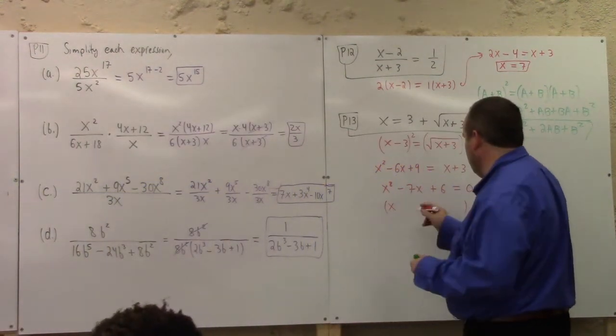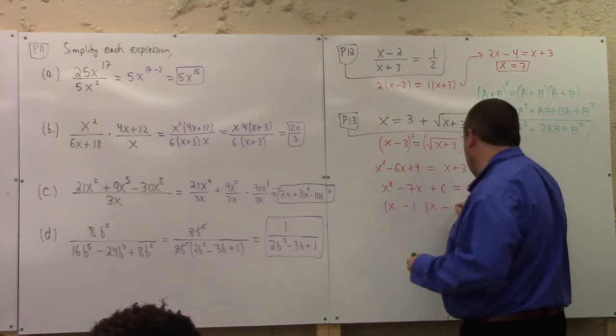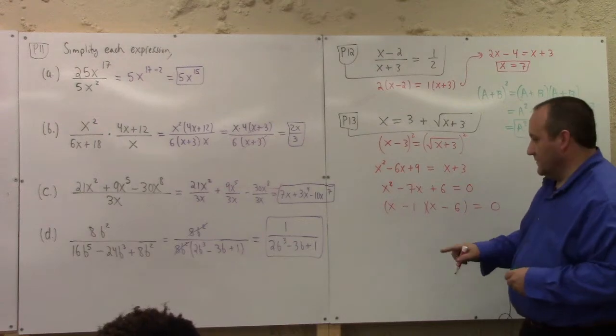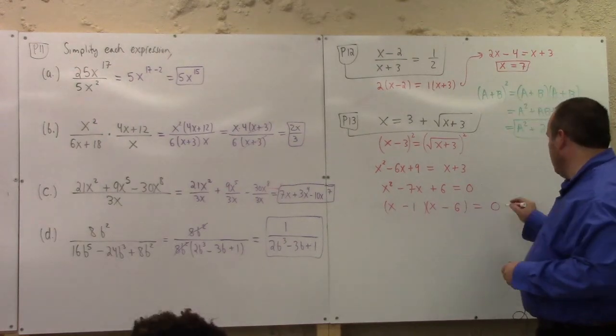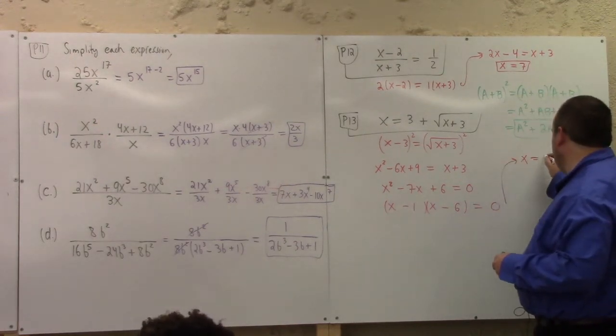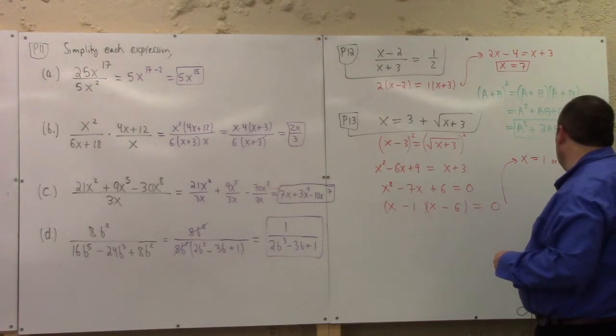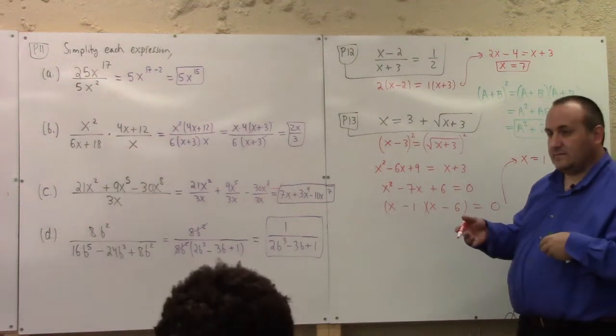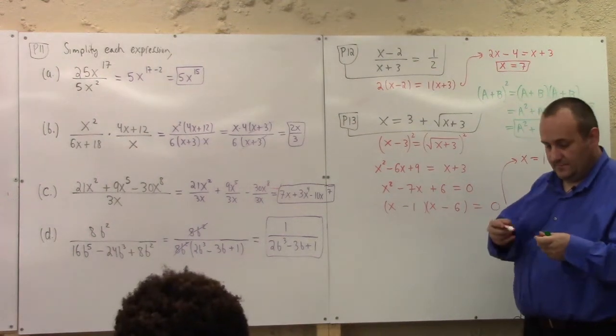I think we just do minus 1 and minus 6, right? Because then we get a minus 1, minus 6 is minus 7, and we get the plus 6. So that shows me x equals 1 or x equals 6, right? But this is one of these problems where we need to check if they're extraneous or not, right?